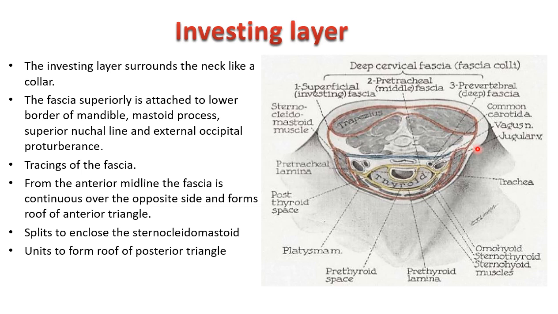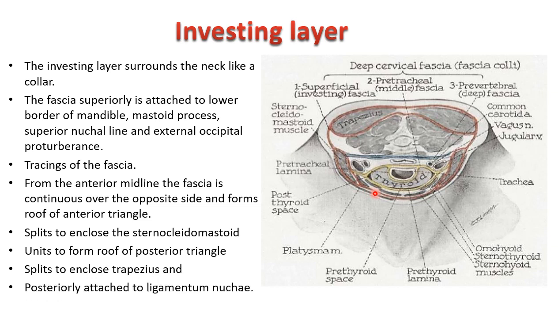So mainly it forms the roof of the posterior triangle, and here also it forms the roof of the anterior triangle. That is your sternocleidomastoid, and these are the infrahyoid muscles which you are able to see here: the sternothyroid, sternohyoid, and the inferior belly of the omohyoid muscles. They also receive extensions from the investing layer of deep cervical fascia. So that is the horizontal tracing at any given level.